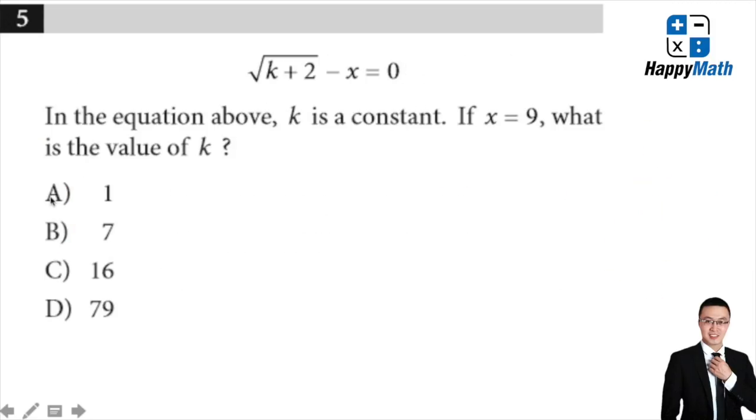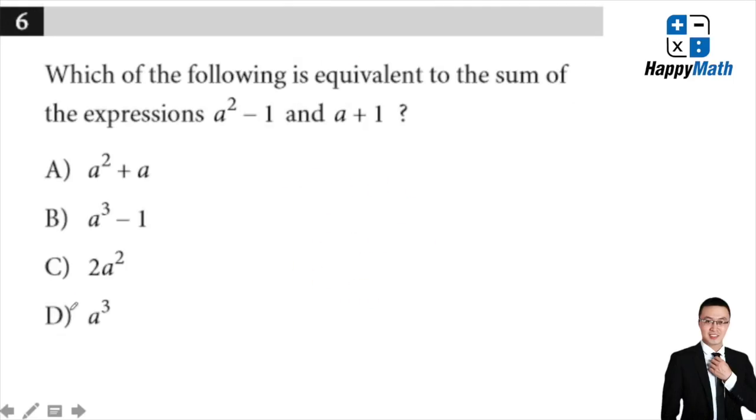Question 5. In the equation above, k is a constant. If x equals 9, find the value of k. It's not too difficult, right? I can substitute x equals 9 here: k plus 2 squared equals 9 squared. So k plus 2 will be 81. So k will be 79.